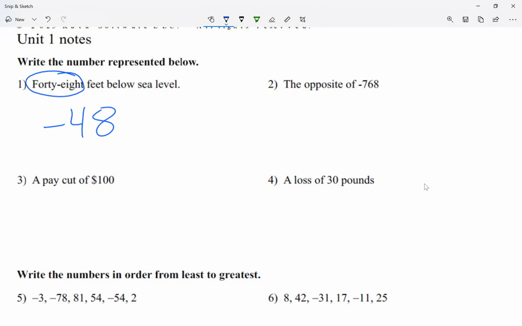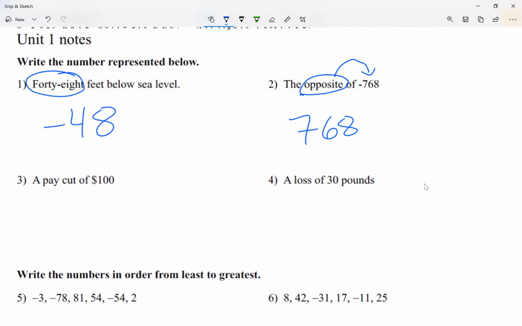I'm also going to use certain things as the opposite. The opposite means whatever number I'm dealing with, I'm going to change the sign. So if it's positive, I'll change it to negative. But if it's negative, I'll change it to positive. So we have the opposite of a negative number, right? In this case, -768. My answer will be positive 768. Again, the word opposite means change the sign. If it's positive, change it to negative. If it's negative, change it to positive.